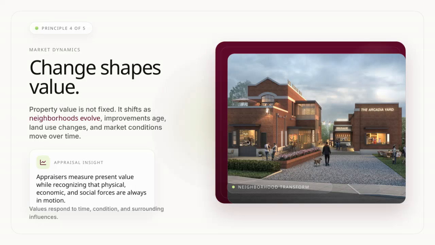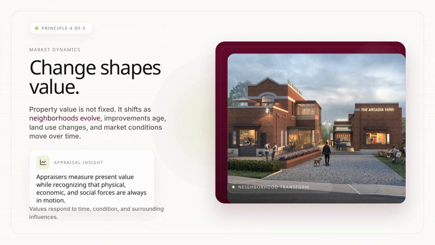Let's focus on the principle of neighborhood transformation and market dynamics, which is a fourth key concept in our discussion. Property value is not a static figure. It changes over time as neighborhoods evolve, improvements age, land use shifts, and broader market conditions fluctuate. This dynamic nature means that appraisers have to look beyond just the current condition. They must consider the physical, economic, and social forces at play.